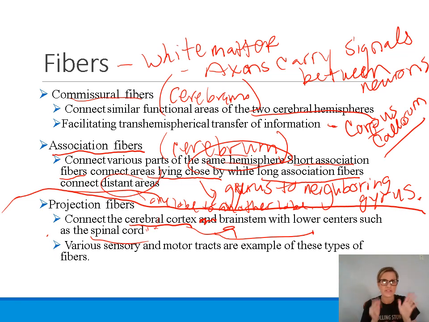Okay, the other fibers stay in the cerebrum, but projection fibers project down to lower areas of the brain, brainstem and spinal cord. There are tons of projection fibers, or again, we call them tracts, so like motor tracts, which are efferent fibers leaving the brain. There are sensory tracts, which would be afferent fibers, which are entering into the brain. And there are just tons and tons of examples of projection fibers.